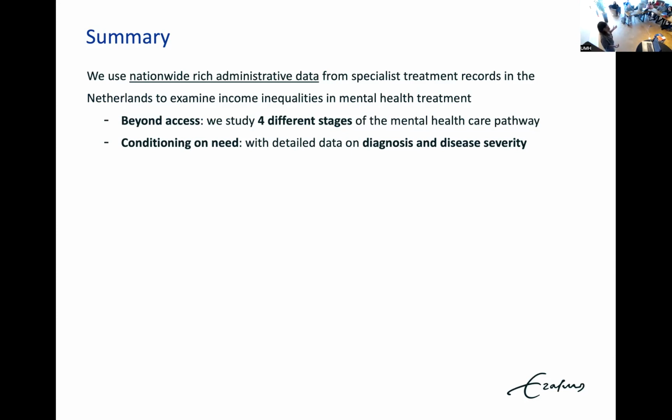One is that, well, this first part usually is more for international audiences, because in the Netherlands, everyone knows how good the data is that we have here. But it's the fact that we use CBS microdata, so it's nationwide, rich administrative data. In this case, our main source is specialist treatment records that will allow us to examine these income inequalities along the treatment pathway. Along the treatment pathway means that we are looking beyond access, which I think is really the contribution we bring here. So we'll study 4 different stages of the treatment pathway.